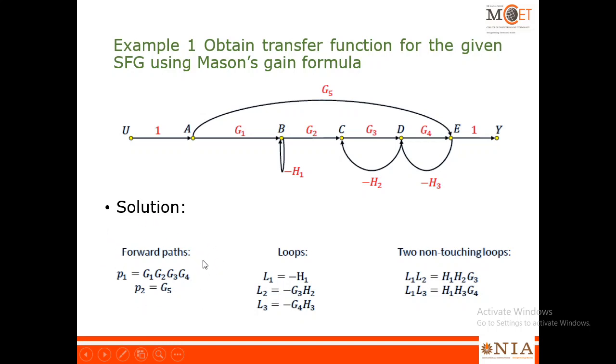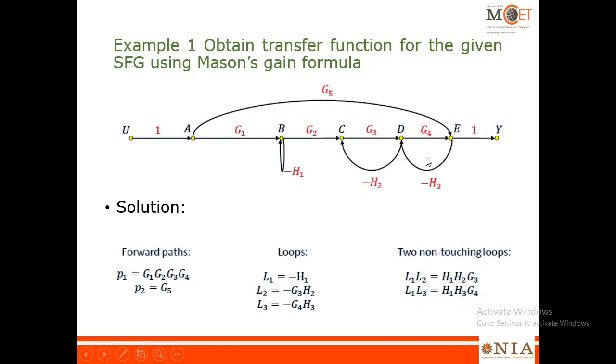So the next point is you have to find how many individual loops there are. You see an individual loop here, another loop here, and there is another loop here. So there are three individual loops. This will not come under a loop because this is not a feedback path.